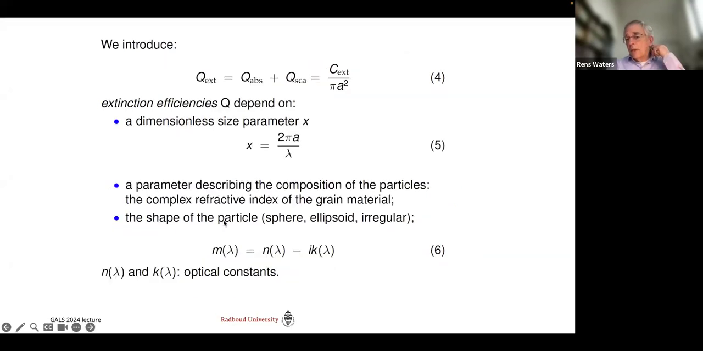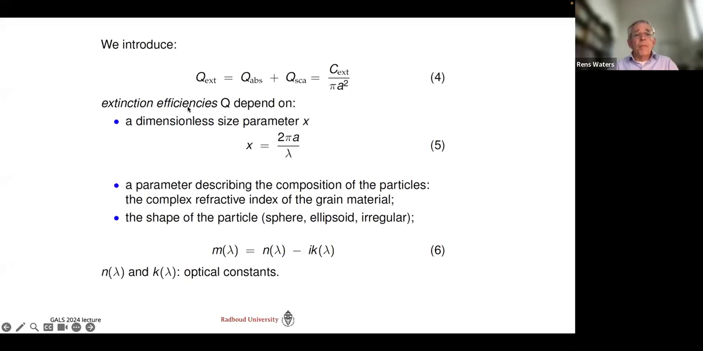And then it's convenient to introduce extinction cross sections in terms of these Q factors, where Q extinction is the sum of Q absorption and Q scattering, and that is just the extinction cross-section divided by the geometric cross-section of your particle, pi a squared, where a is the radius of your dust particle. And then the extinction coefficients Q depend on a parameter which is introduced here, called x, which is 2 pi a over lambda.